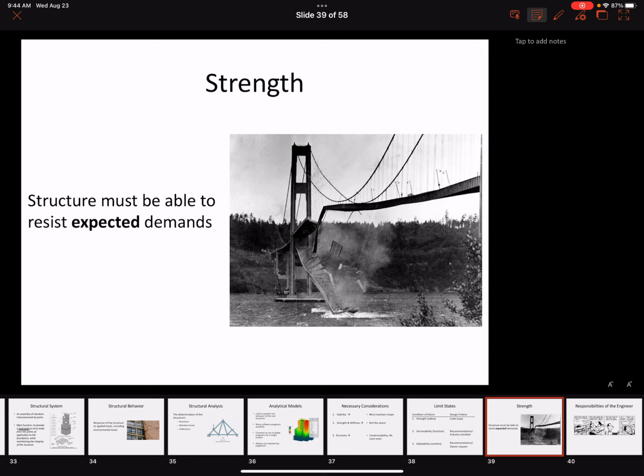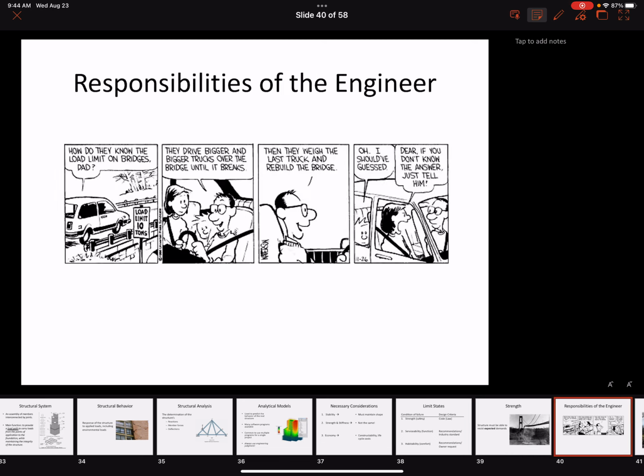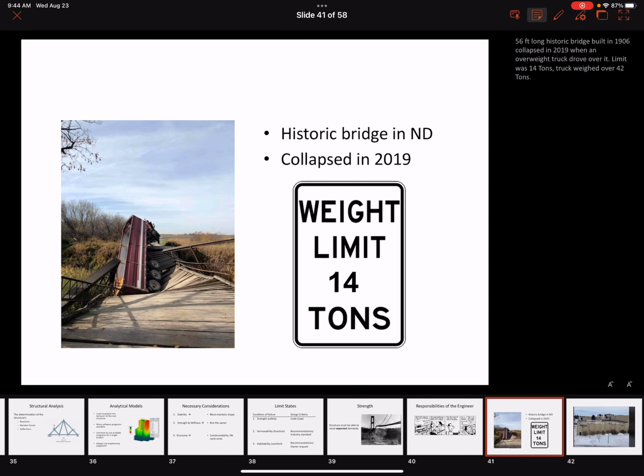But this bridge failed due to a phenomenon called flutter. This is a dynamic phenomenon that engineers were not aware of at the time that this bridge was designed and built. So this is another example of going back to that Calvin and Hobbes comic strip. Well, at the time, they didn't know about this. It failed. Now we know about that phenomenon. So now our bridges are built with that in mind, right? So we think about that.